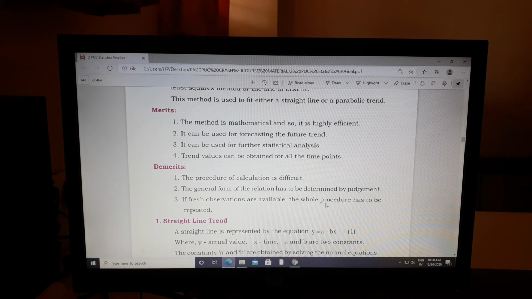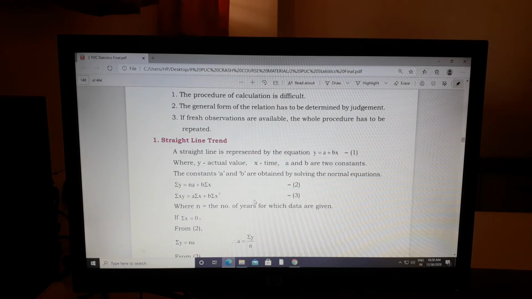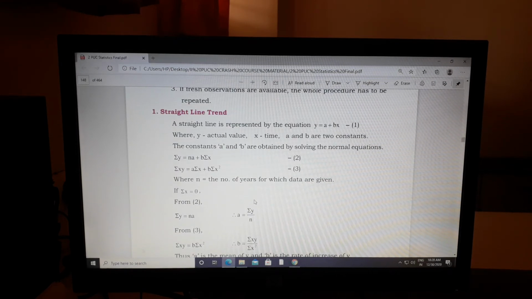Remember. So let us see the first method, fitting of straight line. So straight line trend. The straight line equation is y = a + bx, where y is the actual value, x is the time, and a and b are the constants. Now by using the normal equations, I know how to write the normal equations, right? You know that. Summation y = na + b summation x. I said to you first, y = a + bx. Wherever the variable, there you put sum.